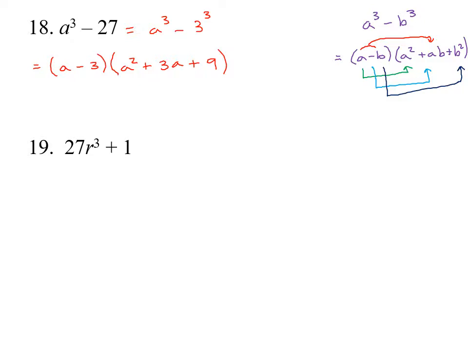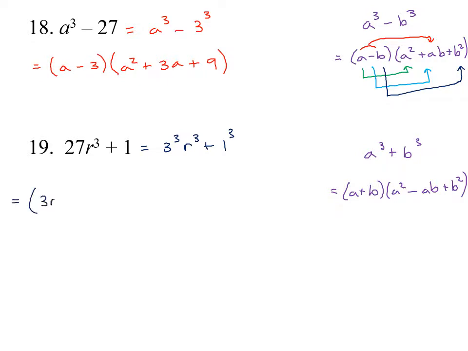Now, if the rule has a positive in it, it's the same rule. The only thing that switches is the positive and the negative. So this will become a plus b instead of a minus b, and then we'll have a squared minus ab plus b squared. So if I rewrite this in terms of cubes, again, 27 is 3 cubed, r cubed plus 1 cubed. So I drop all the cubes off first. That's 3r plus 1.